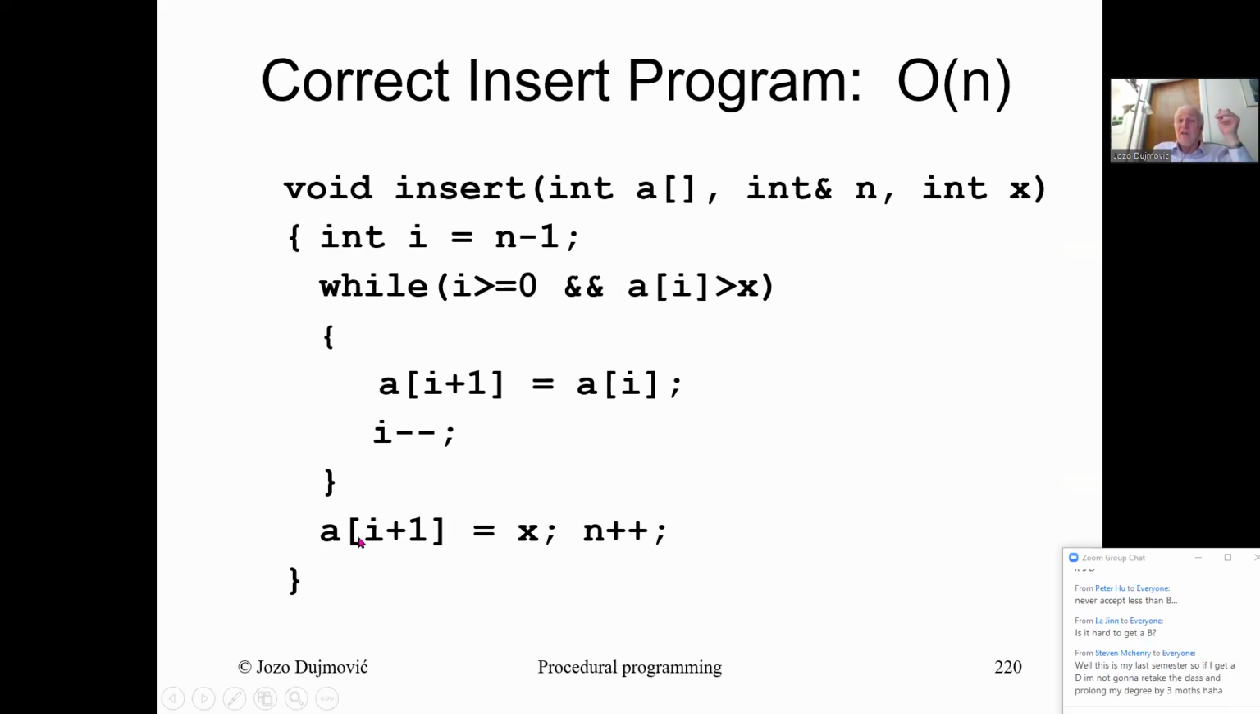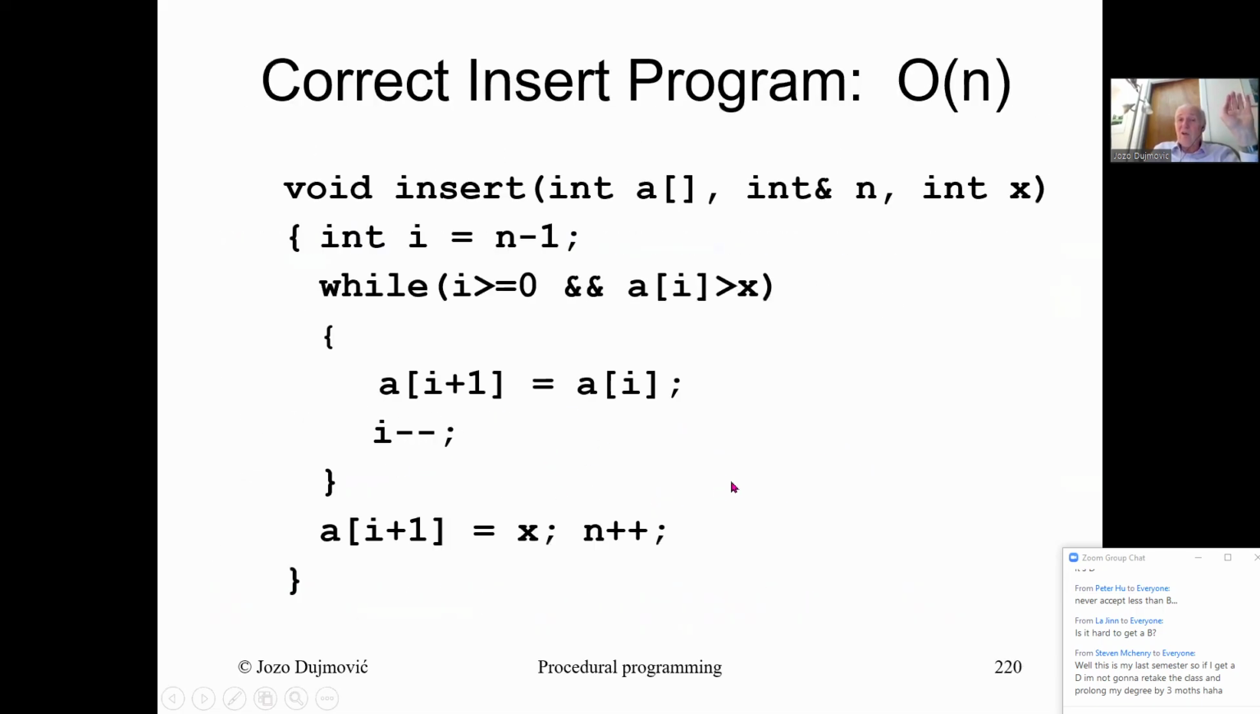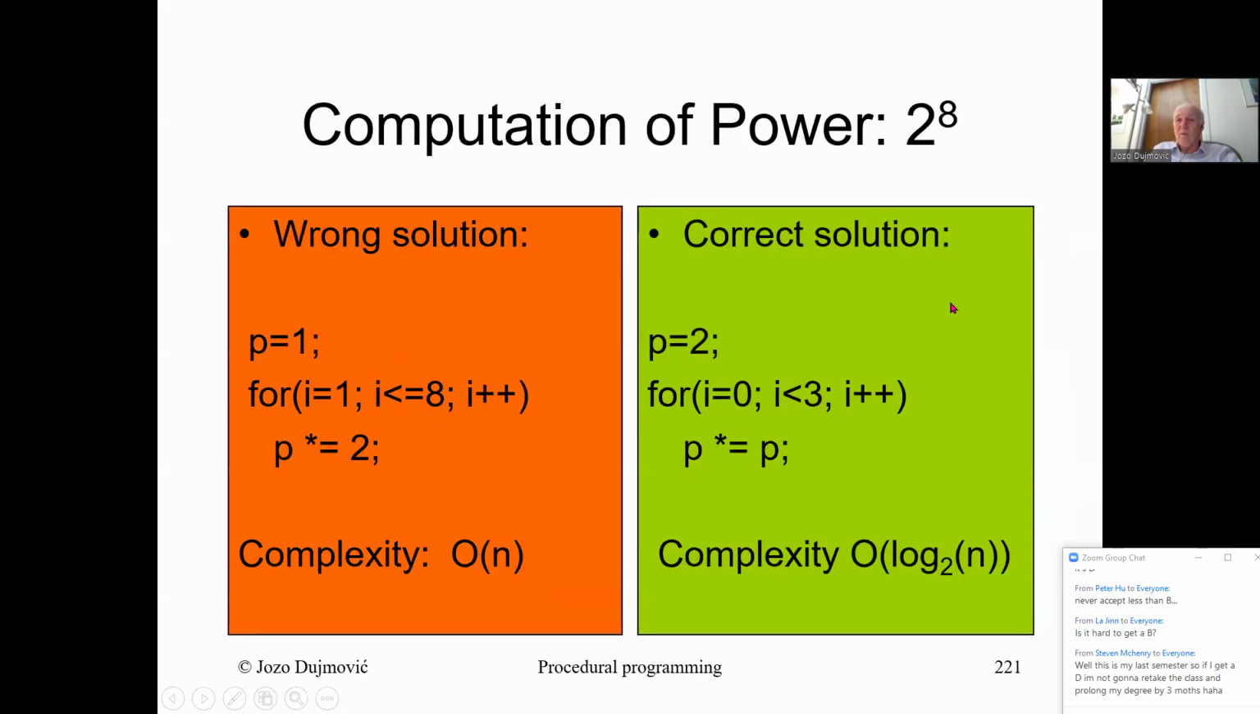If this is not the case, then a of i plus 1 should be x, and then increment n by 1, and you have solved the problem. And this correct insert has 2-3 lines of code. It is appropriate, and it is not shameful. This here is shameful, and this here is the right way to solve the problem. You can sell that to somebody. It is a good program.